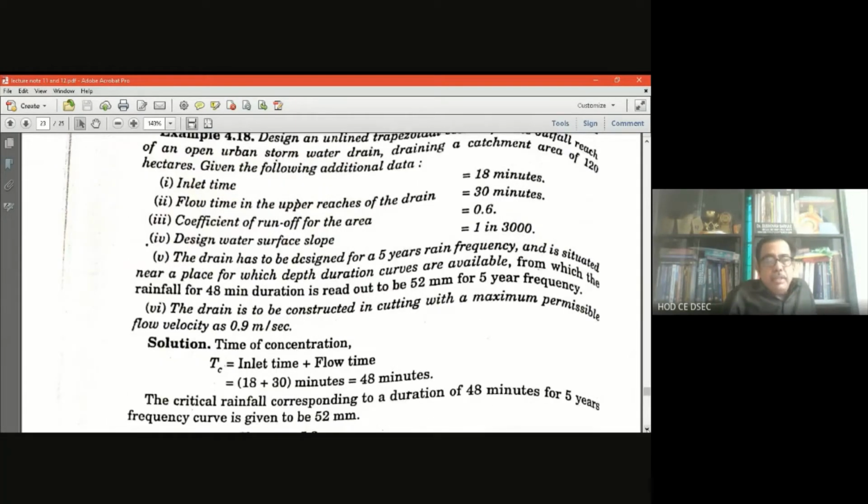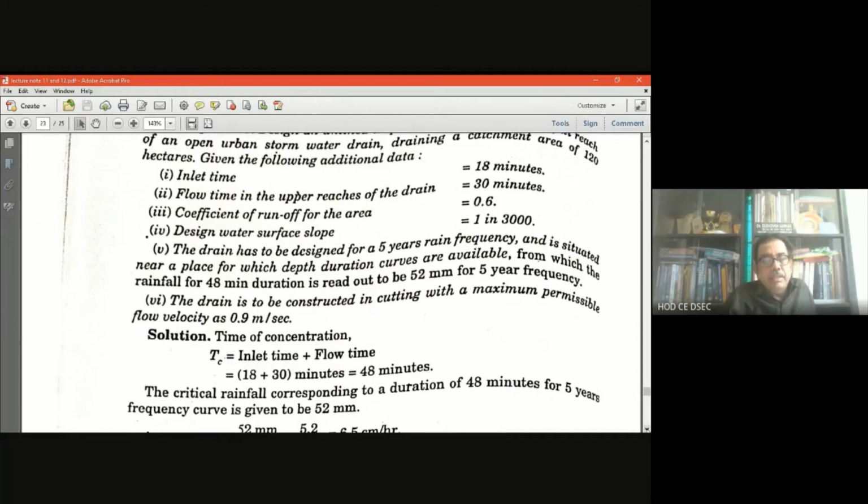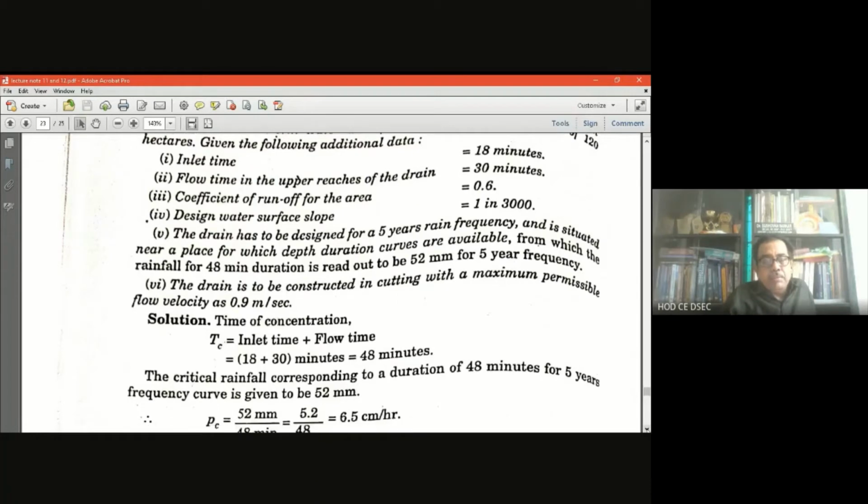As inlet time and flow time are given, it goes without saying that we first have to calculate the time of concentration, because it is the maximum time considered for calculation of the stormwater flow, the time when the stormwater starts to flow as surface runoff. The time of concentration is the inlet time plus flow time. The inlet time here is 18 minutes, and the flow time throughout the drain is given as 30 minutes. So the total time of concentration is 48 minutes.